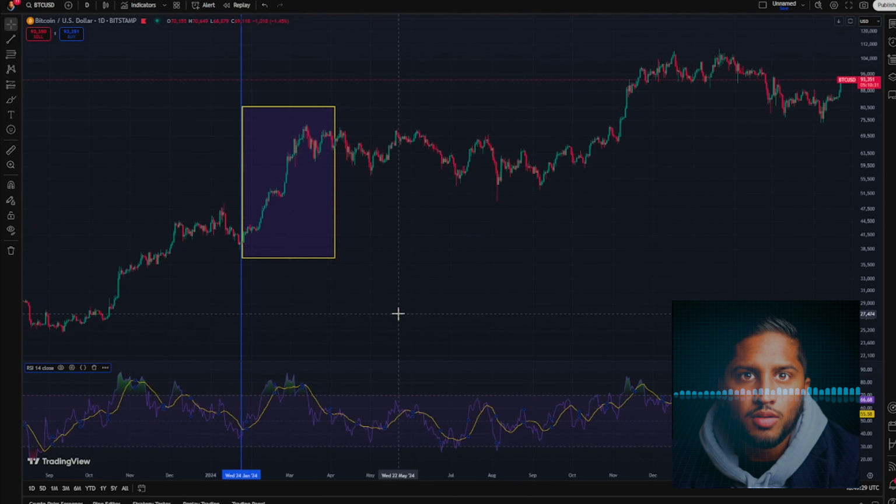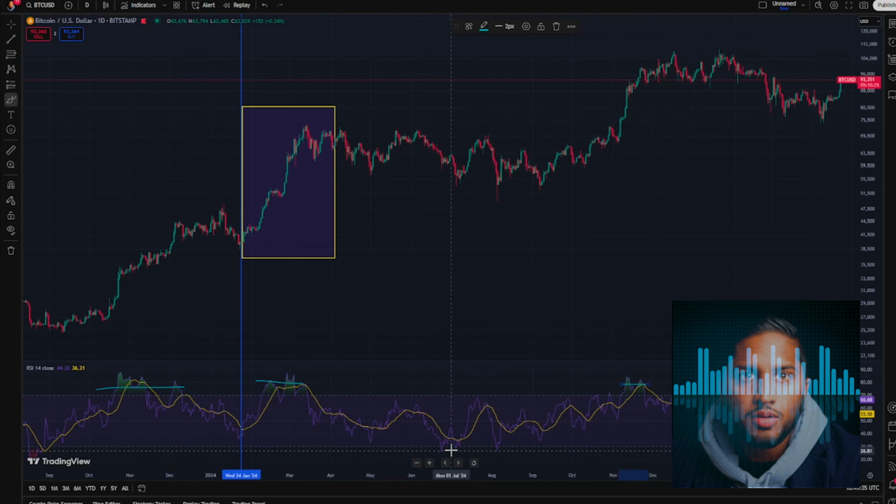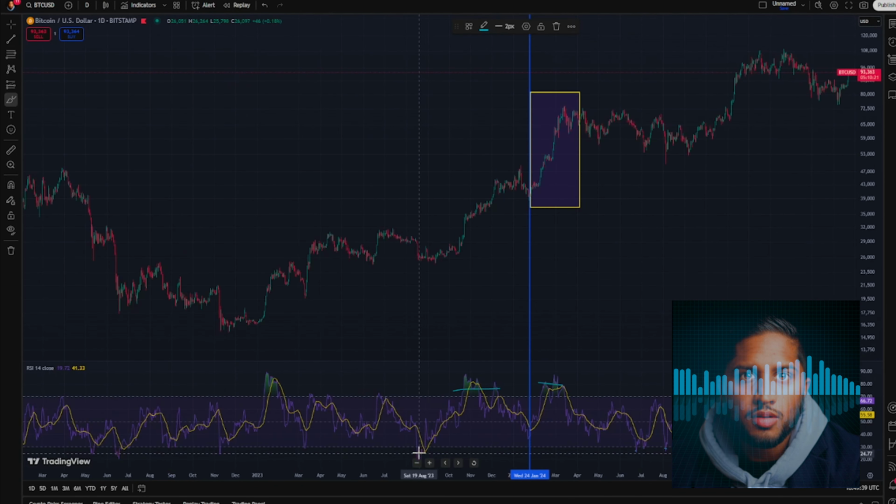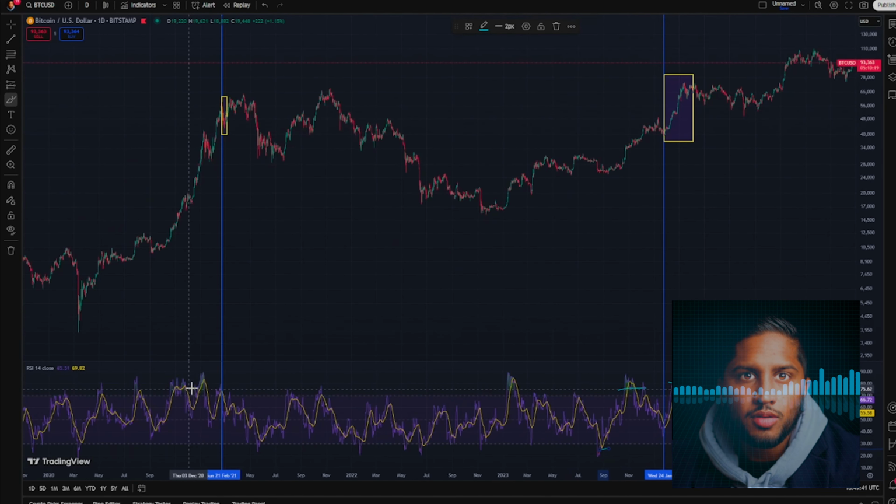Now let's just zoom in here, and I just want to show you the overbought and the oversold. This is overbought, overbought, overbought, oversold, oversold, oversold, oversold. Right? So you can see where overbought and oversold is. Up here is overbought, down here is oversold.